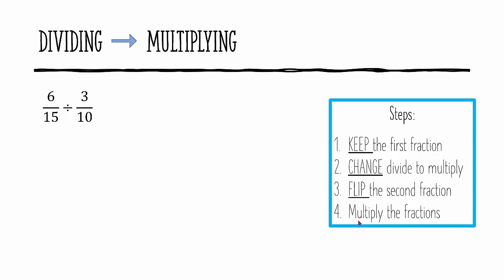Here are our steps. Keep the first fraction, change the division to a multiplication symbol. Flip the second fraction, and now do the multiplying. A lot of people have just memorized this as keep, change, flip. So we're going to keep that 6/15, change the division to multiplication, and flip the 3/10 into a 10/3. So we just did steps 1 through 3 there. Now we're back to the previous slide.